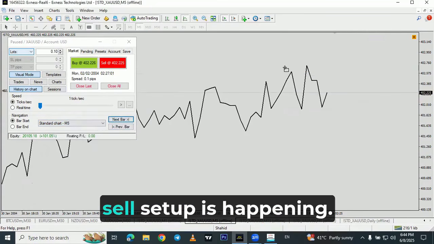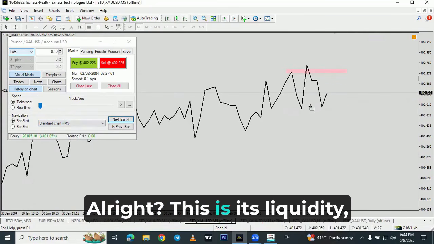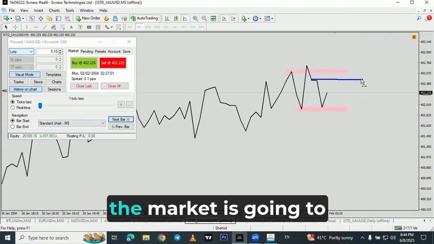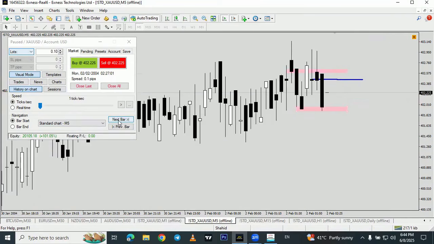See here, buy setup, sell setup is happening. All right. This is its liquidity. So we plan its sell here. Put it on the next bar. See, the market is going to dip in the same zone.